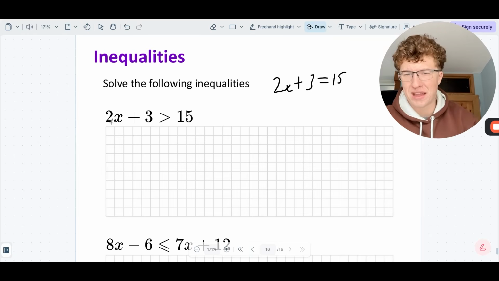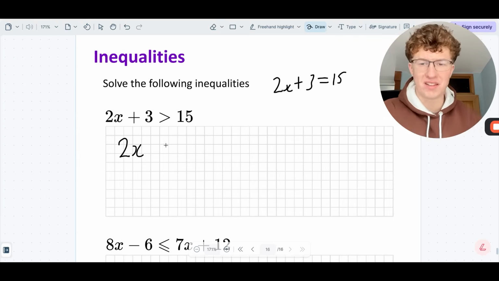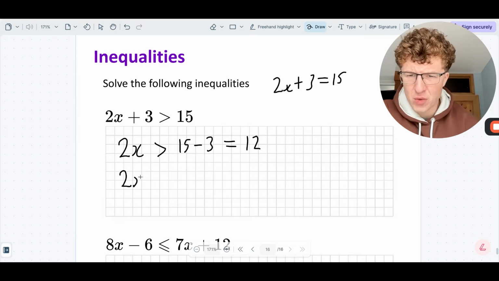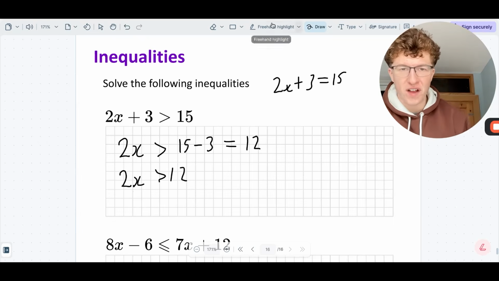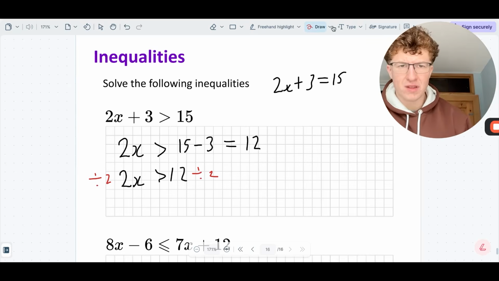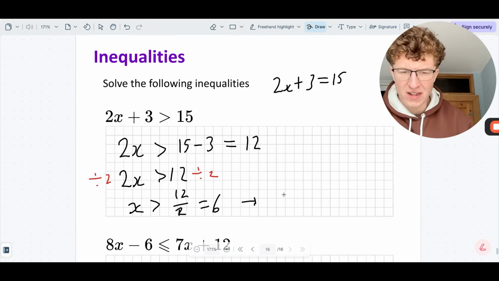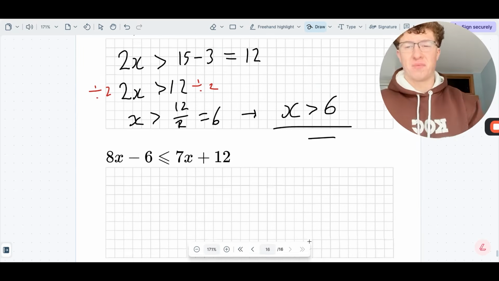We're going to do the exact same thing here. So 2x plus 3 is greater than 15. Well, if we minus 3 from both sides, we're going to know that 2x is greater than 15 minus 3. So that's equal to 12. So now we have 2x is greater than 12. How do we get x on its own? We have to divide both sides by 2. That means that we're going to get x is greater than 12 divided by 2, which is equal to 6. So the final answer is x is greater than 6. And that's our final answer for that first question.